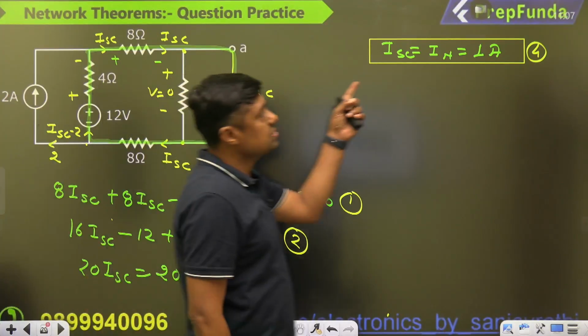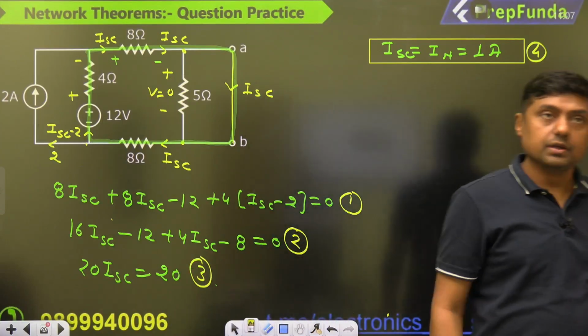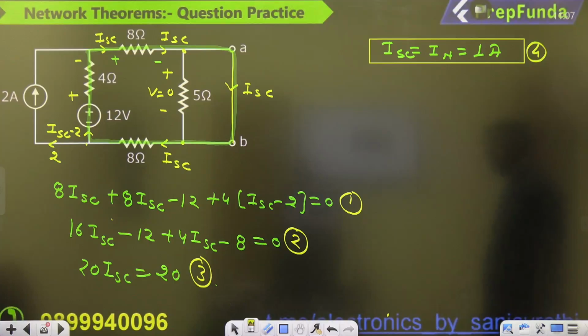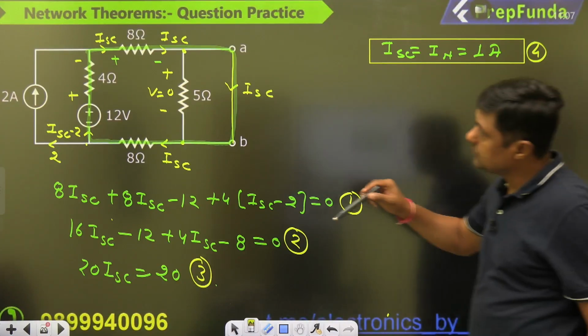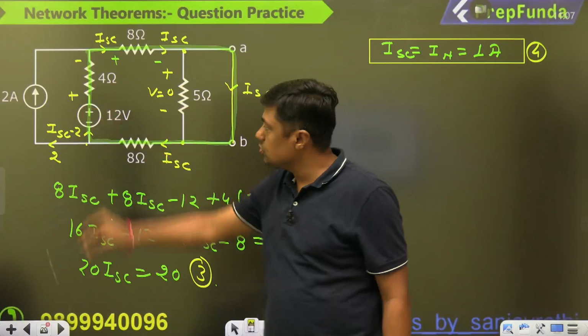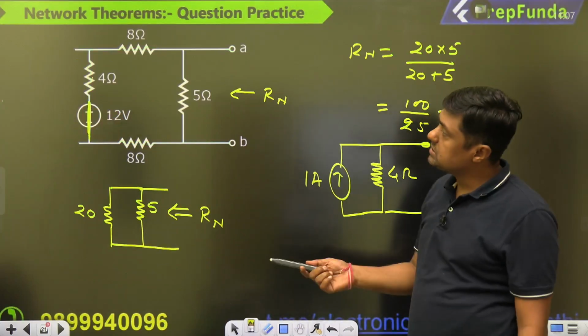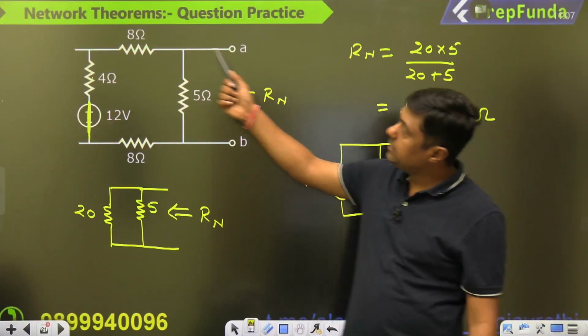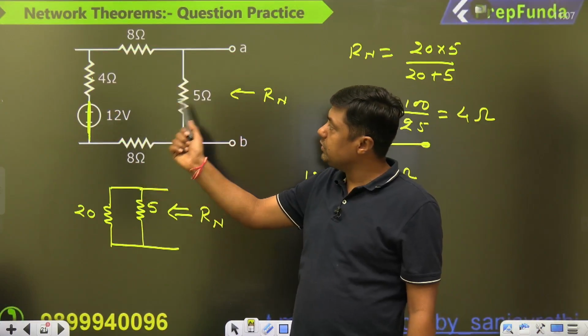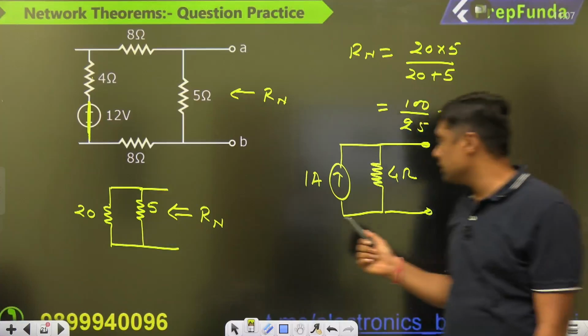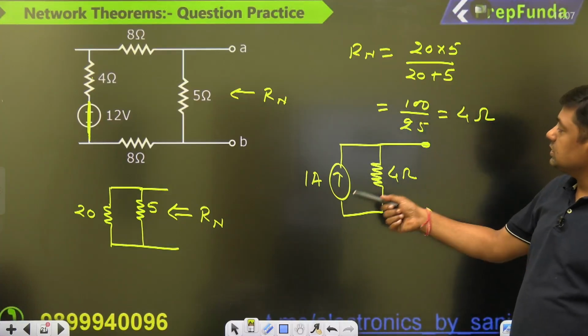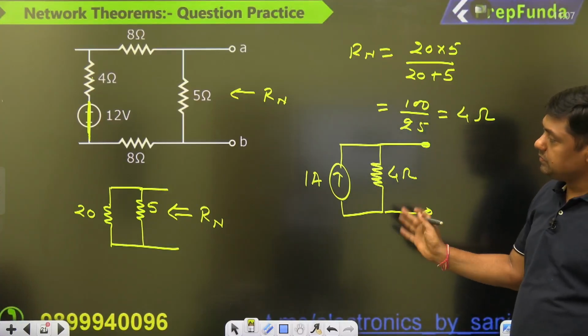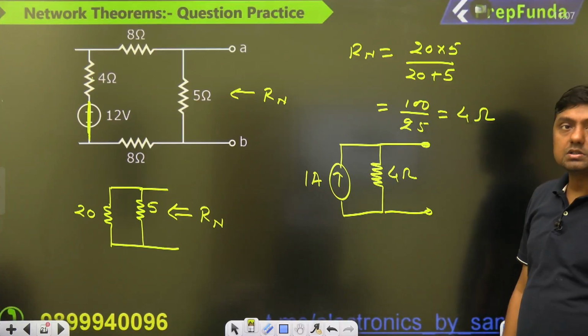This is ISC equal to IN equal to 1 ampere. Calculation is your part. Then to find the resistance, make the voltage source short circuit and the current source open circuit. You will get this. This is 8 plus 4 plus 8, 20, and 20 and 5 are in parallel, and that's why we are getting the 4 ohm. So 1 ampere and 4 ohm are in parallel. This is the result.